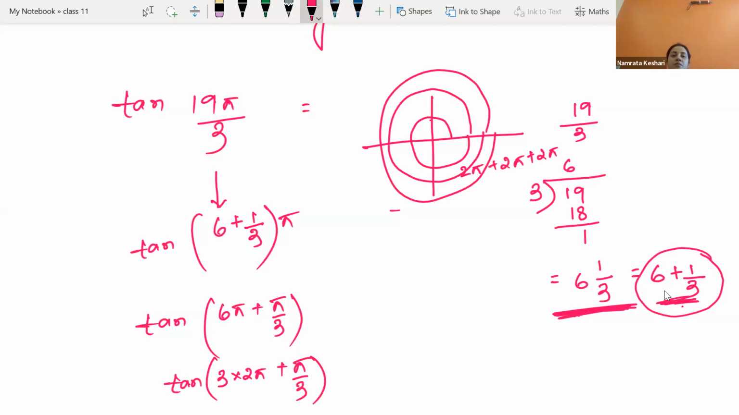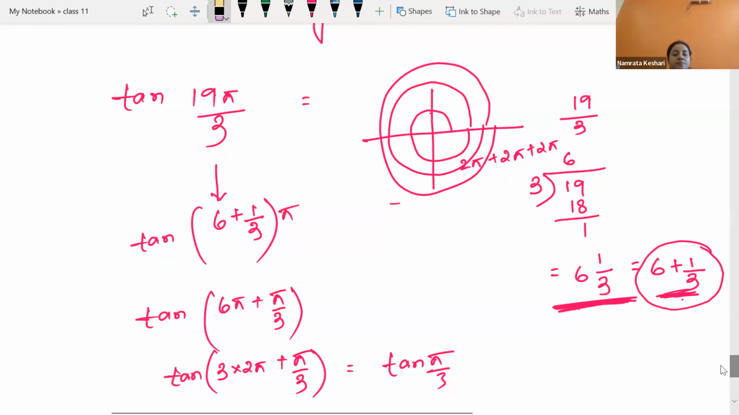Okay, this is exactly like the previous scenario. 3 into 360 plus theta. That means it will just remain tan theta. Getting it? Okay. So tan pi by 3 value we can write over here. Yes, ma'am. Can we move? Yes, ma'am.